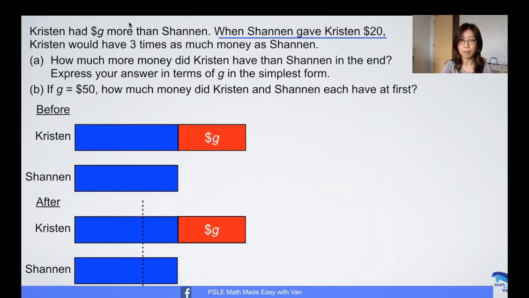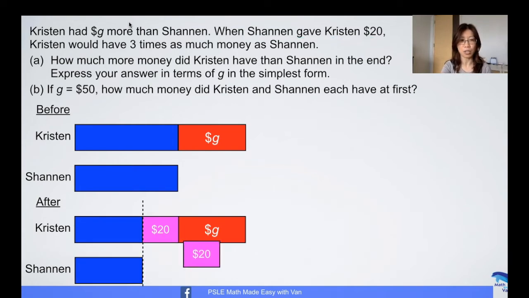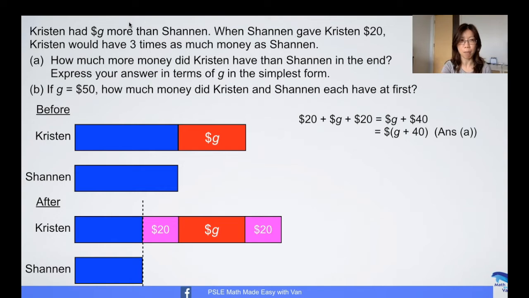So indicate 20. Remember when we do the comparison, draw a dotted line starting from Kristen, so that we're comparing Shannon and Kristen at the same time. So now Shannon gave $20, and of course the same corresponding portion, as I've mentioned just now, must also be 20. And if that's the case, now I'm going to add in this change. So what is the change? This goes to Kristen.